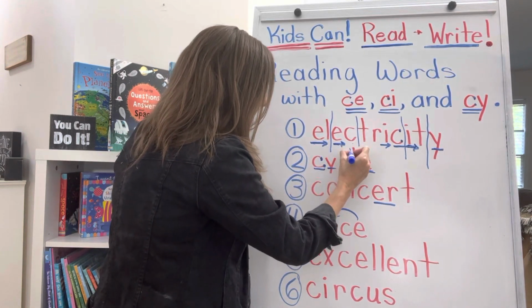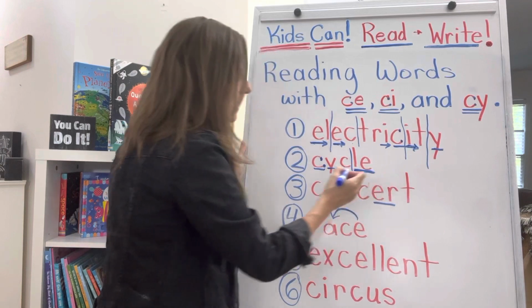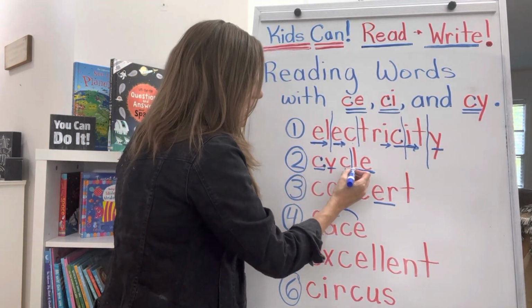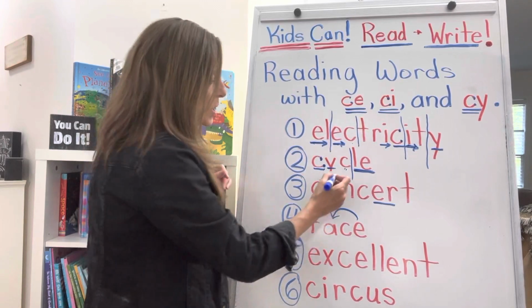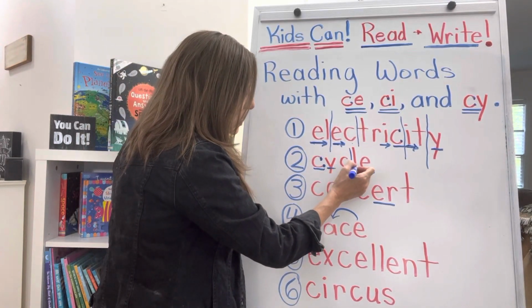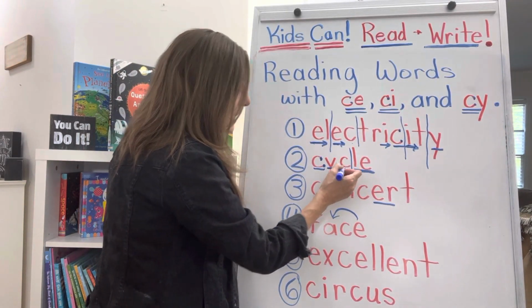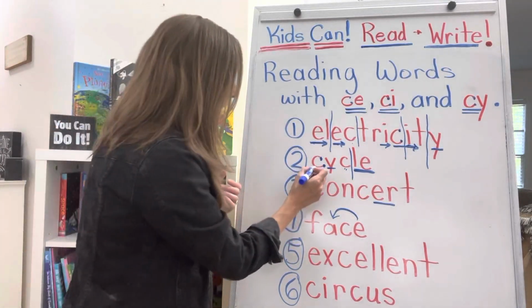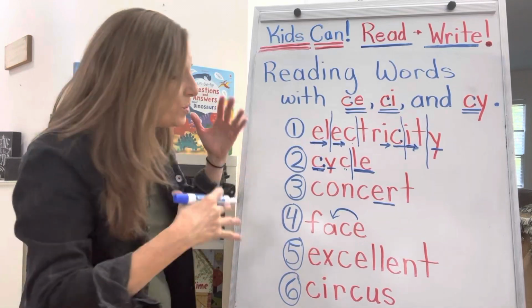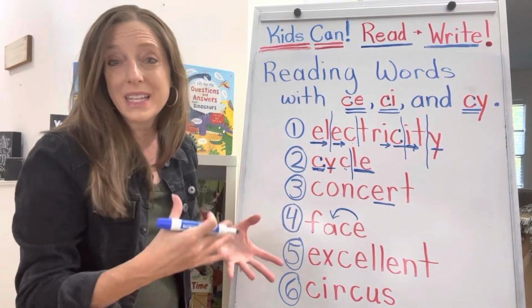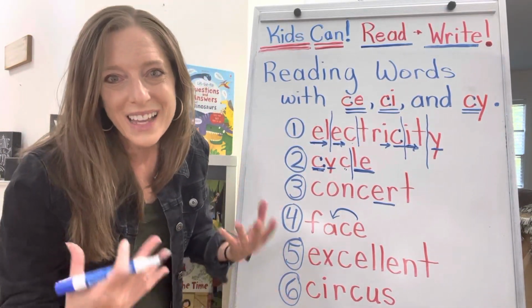Psych, and then cycle, like the water cycle. So remember, this C is not touching an E, an I, or Y. So that's why it was a K, while this one was a S. So I hope that's helping you see why we sometimes say K and why we other times say S.